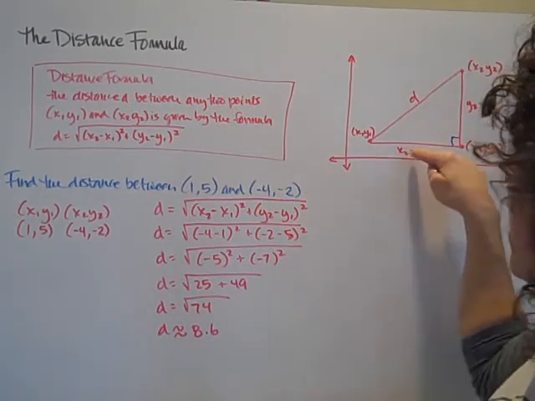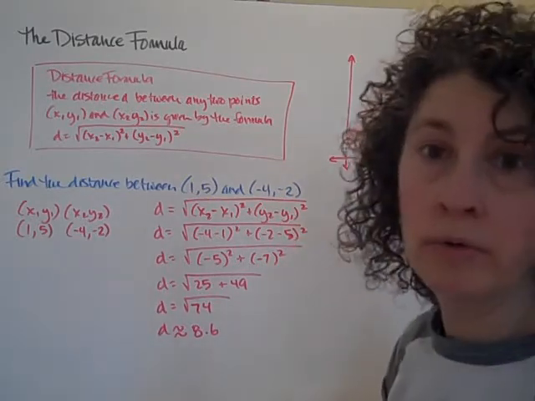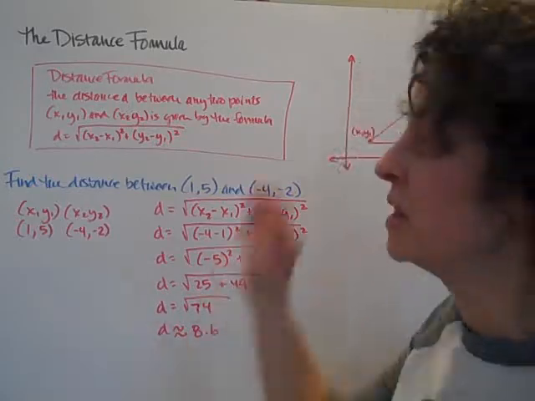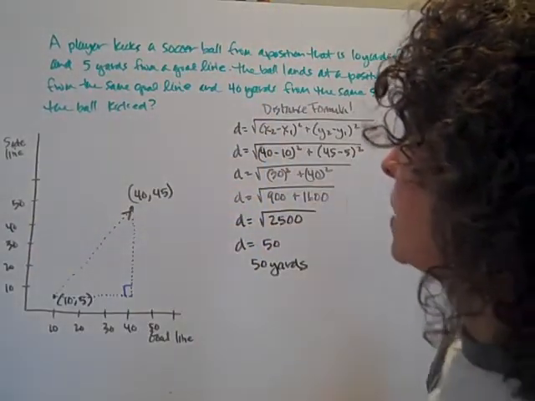And then we're squaring those, we're adding them together, and then we're finding the square root, which is all we're really doing. It's just the Pythagorean theorem. All right, let's look at a real-world example of this and see when we might use it.